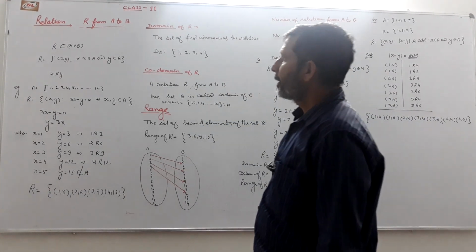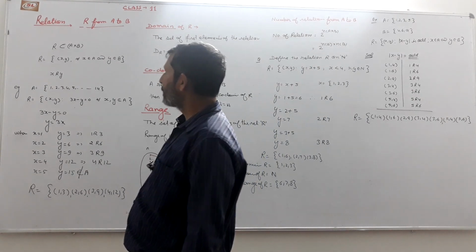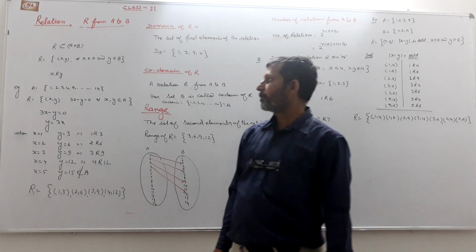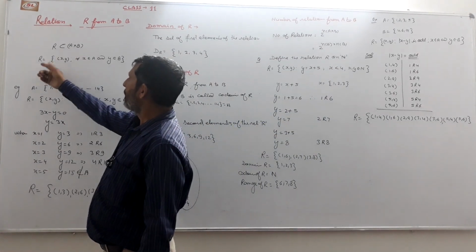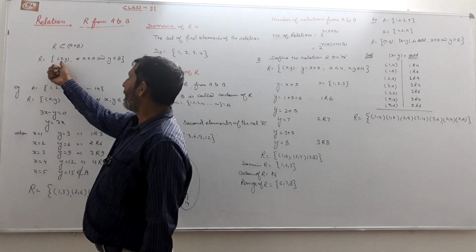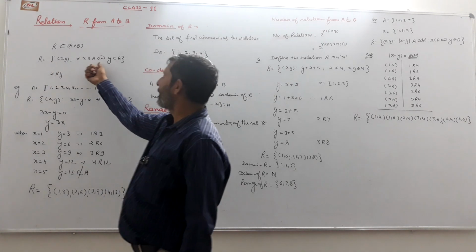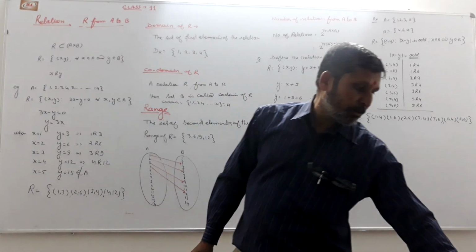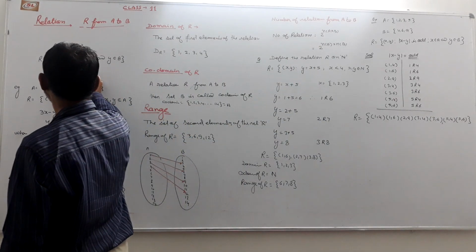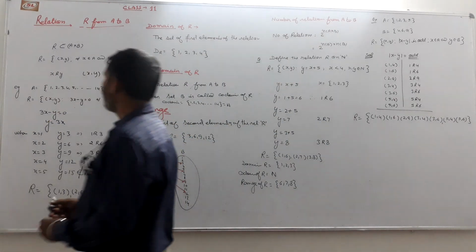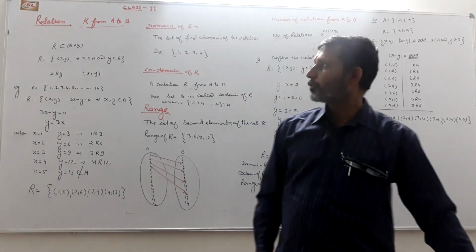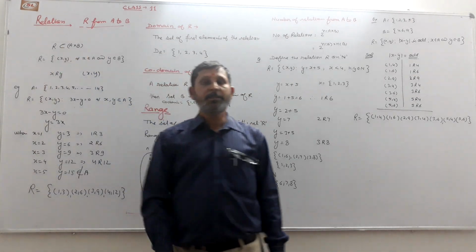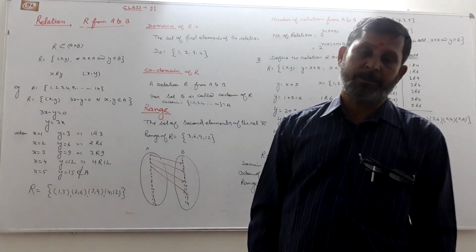Let us suppose that A and B are two sets, and relation R is defined from A to B. Let R be a relation defined by x comma y, where x belongs to the set A and y belongs to the set B. It is also written as the ordered pair x comma y. So the relation R is always a subset of the Cartesian product.